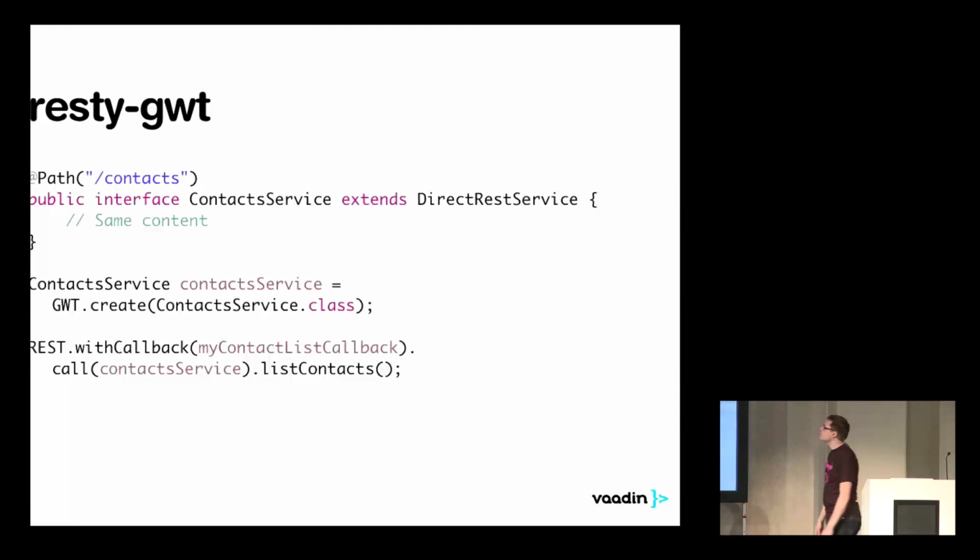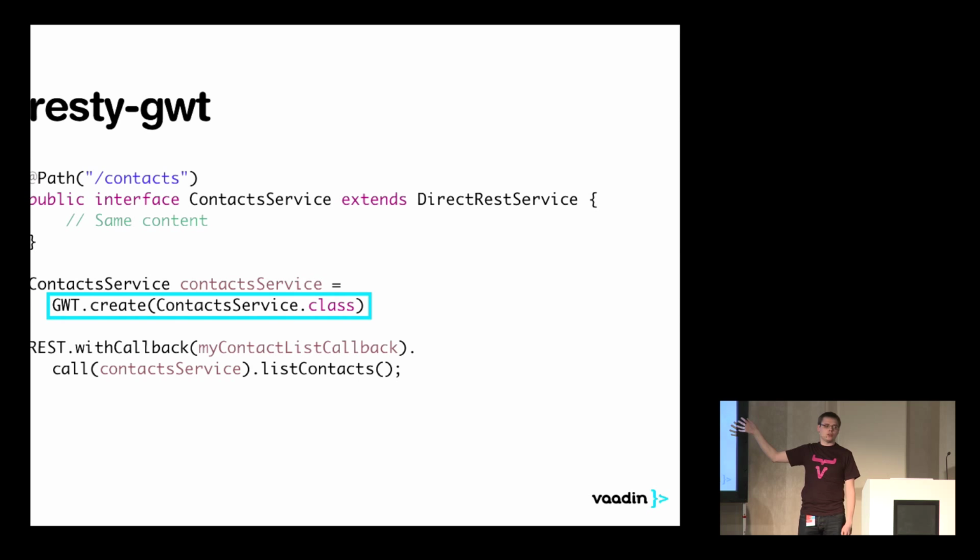On the client, once again, this is probably the most popular one. There will be another session only about this solution tomorrow at 2 p.m., I think, so have a look out for this if you want to know all the details. I'm just showing a brief overview. So resty-gwt is the counterpart to JAX-RS. You can use the exact same service definition if you want to. You just need to add extends DirectRestService interface. That's a marker that the GWT generator used by resty-gwt needs to find out what to do.